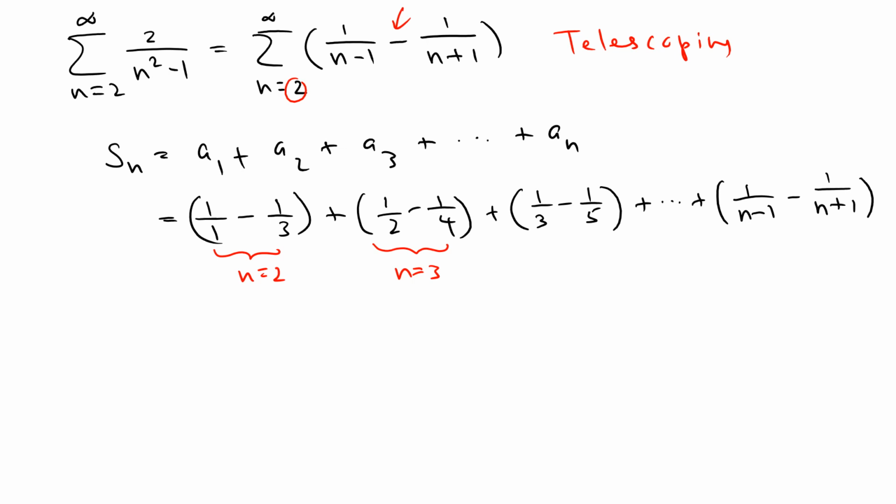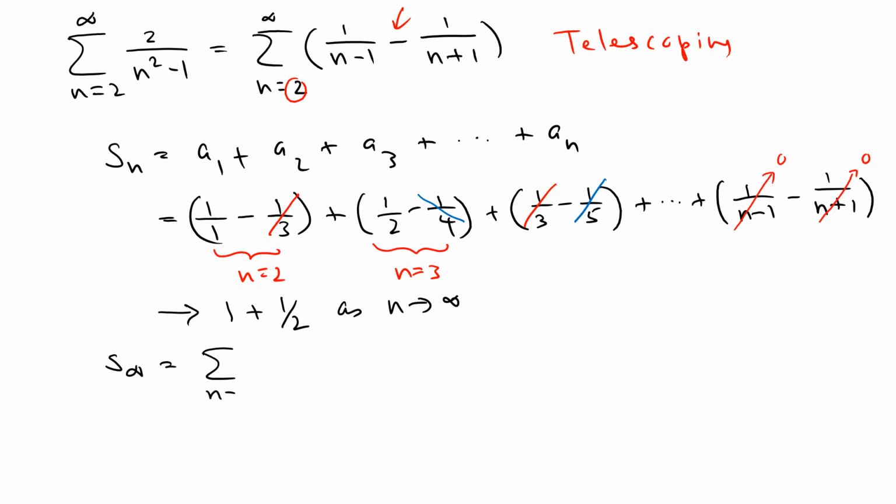Now we can see whether there are any cancellations. You can see that 1/3 cancels with 1/3, and if you look at the next term, this term cancels, and the term after that, this cancels. Also, when n goes to infinity, the last terms go to 0, because n is in the denominator. So in the limit, when n goes to infinity, you only get 1 plus 1 half, because everything else cancels out and the last terms go to 0 as n goes to infinity.